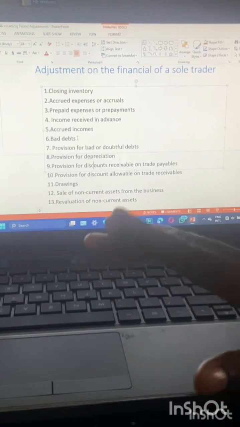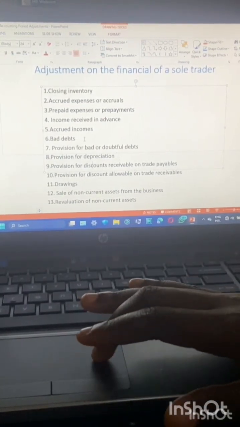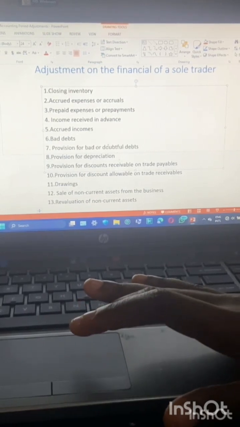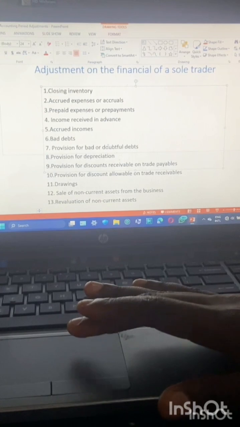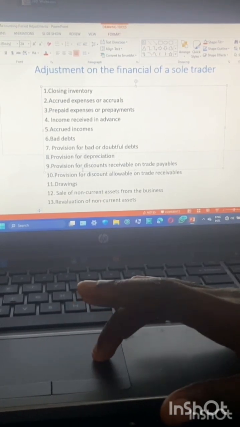Maybe the debtor has died or the business has closed up. All right, we have provision for bad debt. Now, for the sake of clarity, we're going to be looking at provisions as a whole. We'll be treating these provisions in our next video.